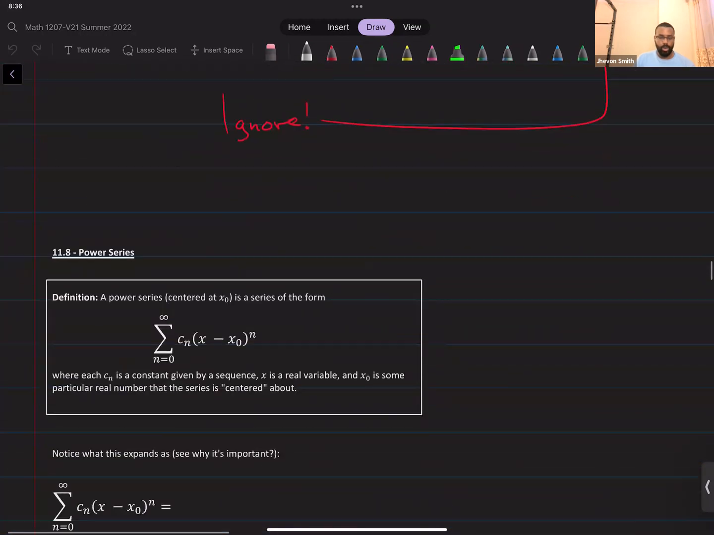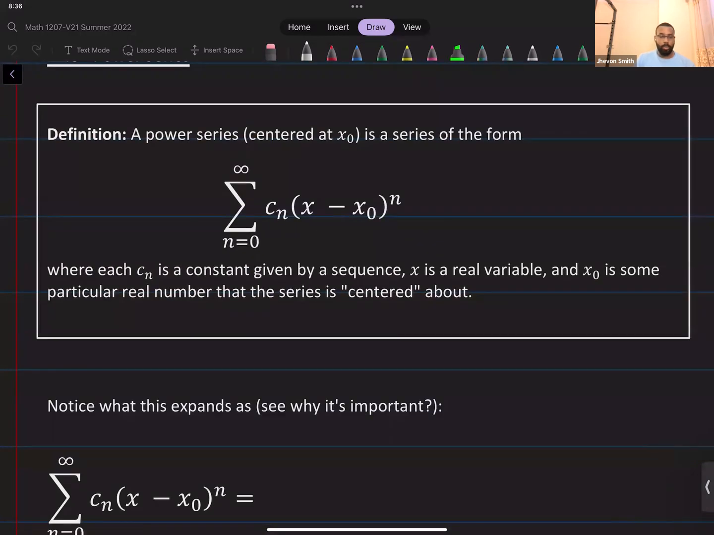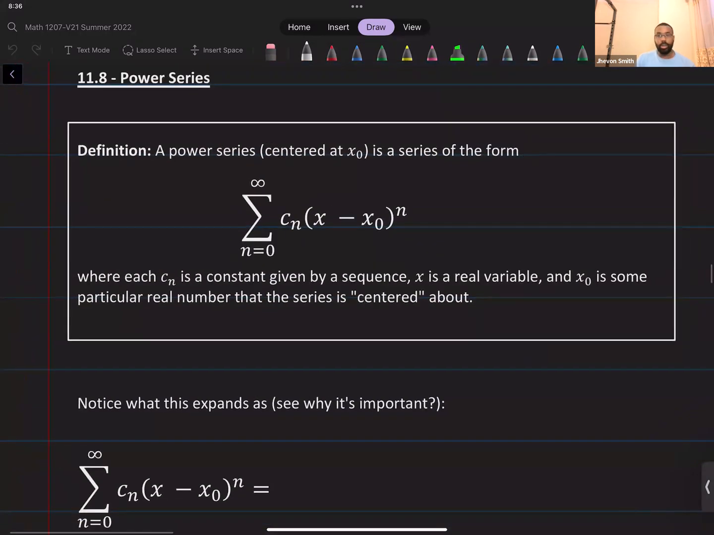There are a couple more things. We're going to ignore those for now. We're moving on to 11.8, which is talking about power series. Now, power series, I am trying to think if there is a more important use for series.